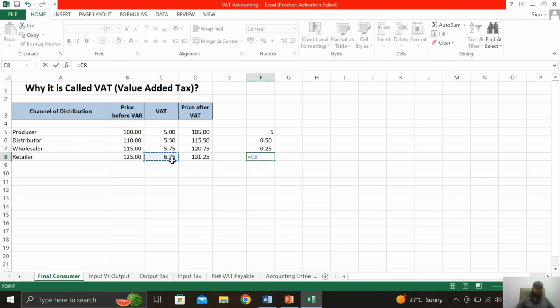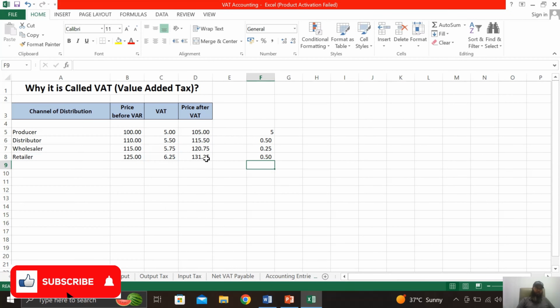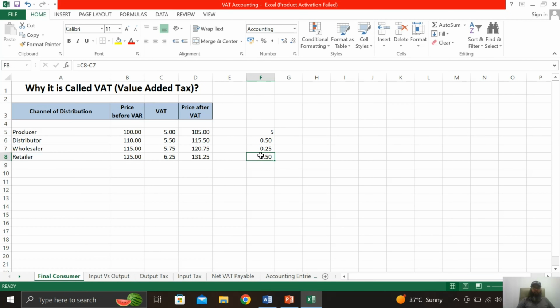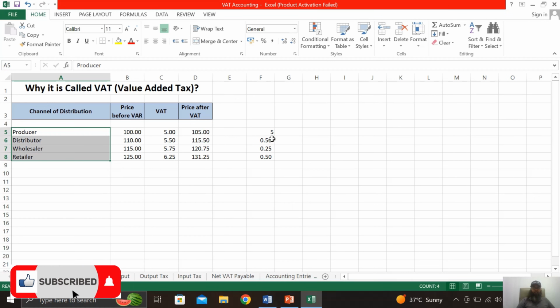Okay, what he charged to its customer, 6.25, minus 5.75, what the wholesaler charged to the retailer. So the retailer will pay 0.50 VAT on this item to the government. Like this, all these distribution channels are not paying any tax from their pocket, only the difference of the VAT. That's why it is called value added tax, because they have increased the price by 10 dirham, so they will pay to the government only for that 10 dirham, and not even from their pocket.